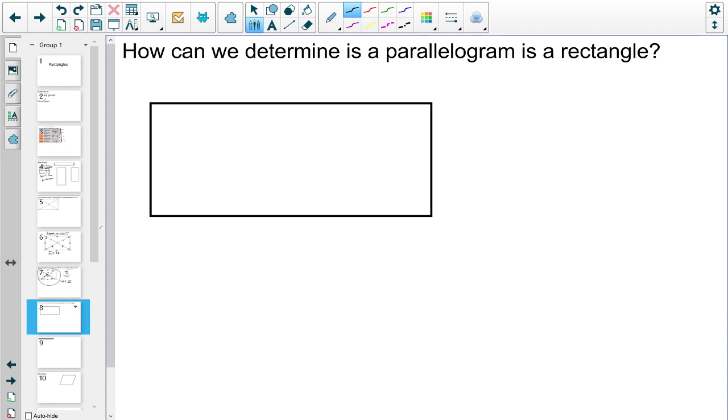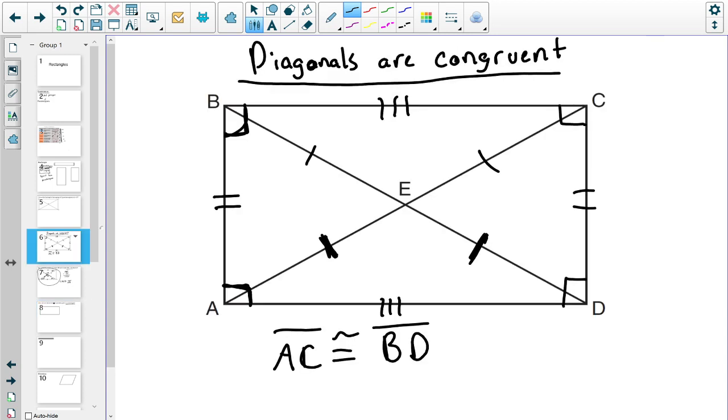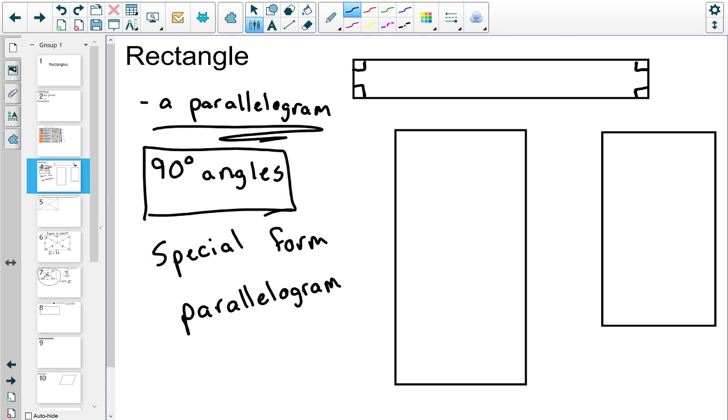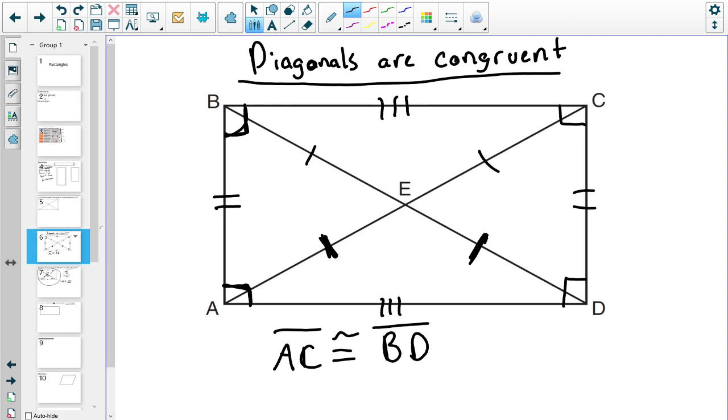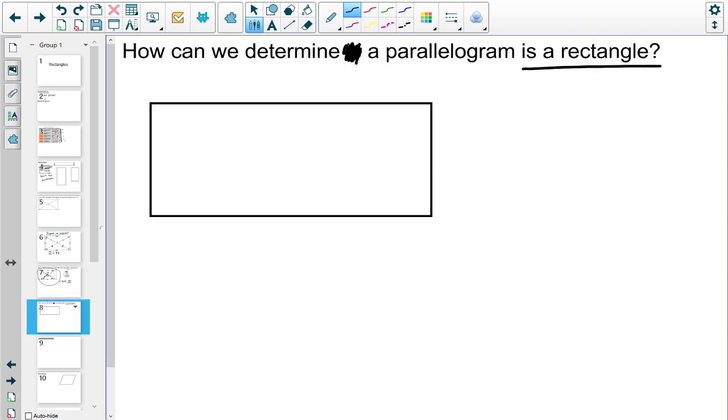So how can we determine, that is a typo, but how can we determine a parallelogram is a rectangle? Let's think about this for a second. Well, let's look at the properties we've made. Back here in the definition, we said a rectangle is a parallelogram with 90-degree angles. We also said that its diagonals are congruent. So given a parallelogram and the question is this a rectangle, you can look at those things.